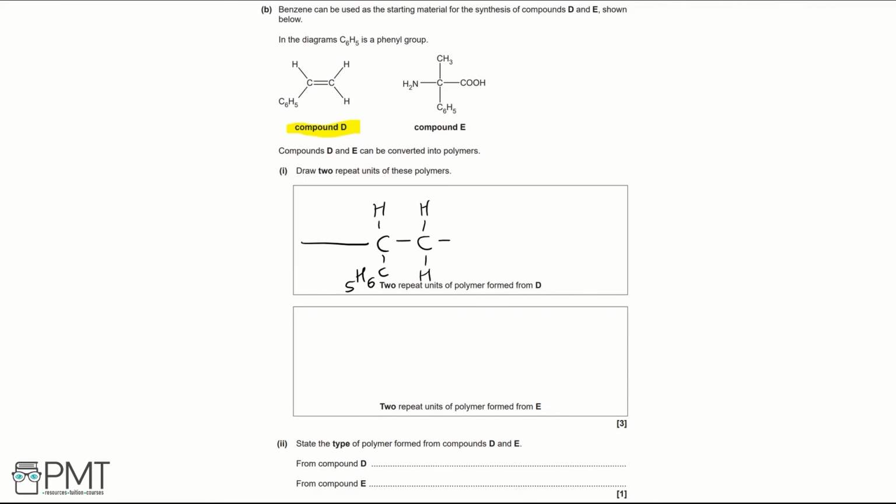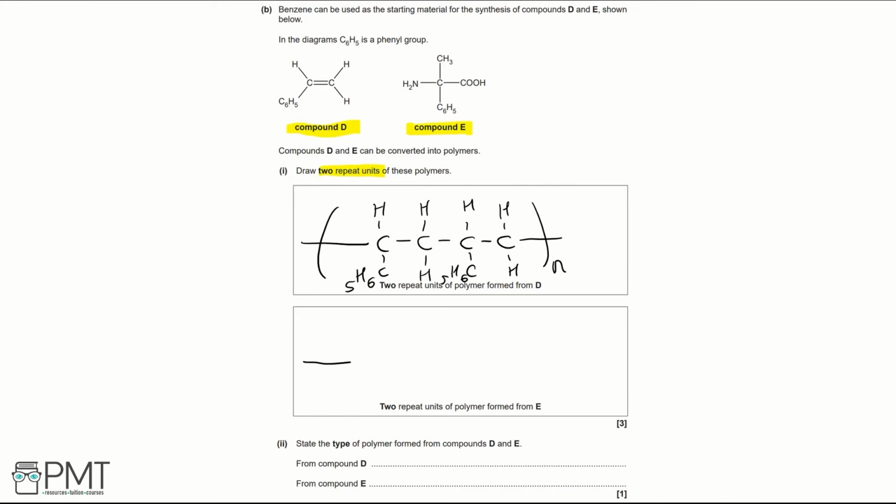We're asked in this question for 2 repeat units, so we would then draw this again, our carbon-carbon single bond, our hydrogens, and our phenyl group, C6H5. Then we need our longer bonds and brackets for this question to show that it's a polymer. We would also add an N to show that it could be repeated. Now looking at the type of polymer that we would form with compound E. We would form a condensation polymer and form amide bonds.